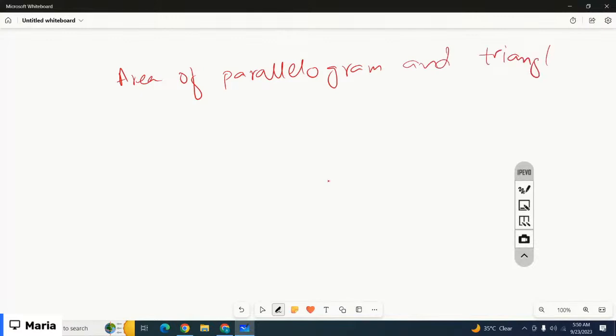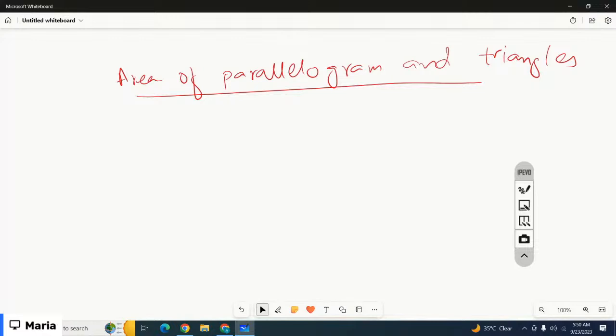let me just write down the lesson name, area of parallelogram and triangles, right? Okay, let's just see how do we calculate the area of parallelogram and the triangles.